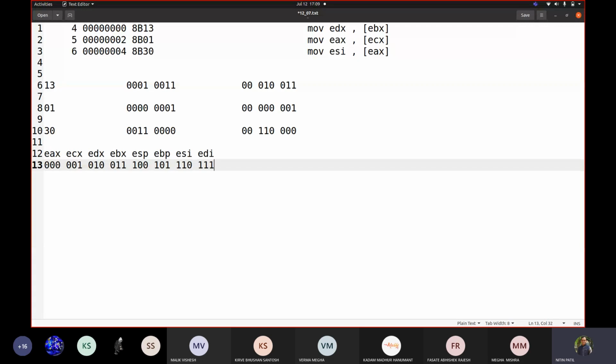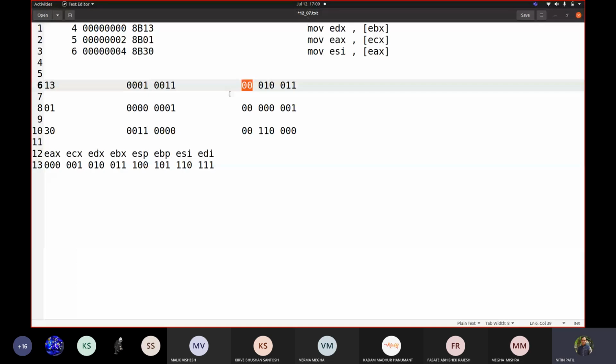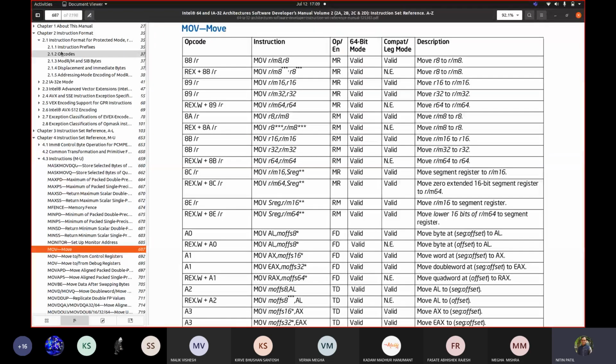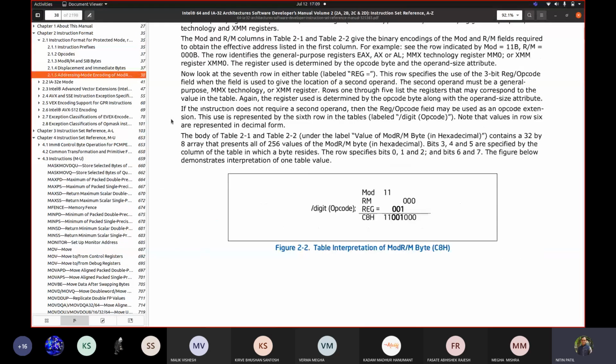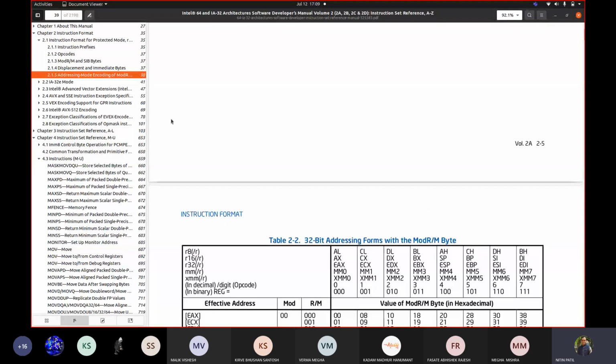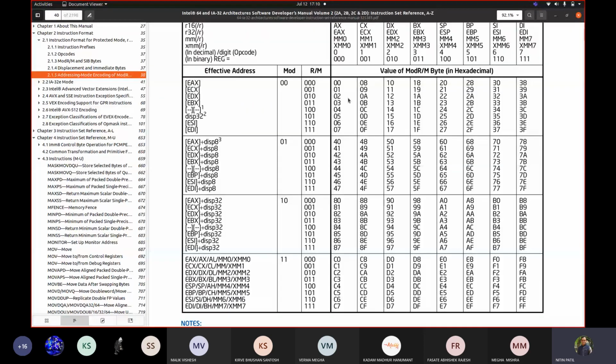Now try to see how exactly this is done. I can specifically see here that mod is taken as 00. As per the mod, if I try to see these numbers, what are the numbers that I got? 13, 01 and 30. Okay, so let me go to that instruction format and show you that table. You will see that it is picking these values from the first term. So what were the values? The first value was 13, so you will see 13 in this table.